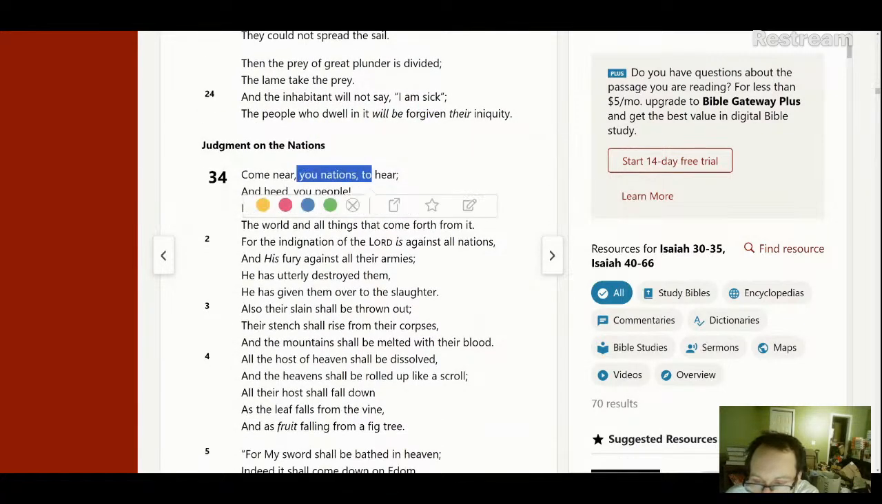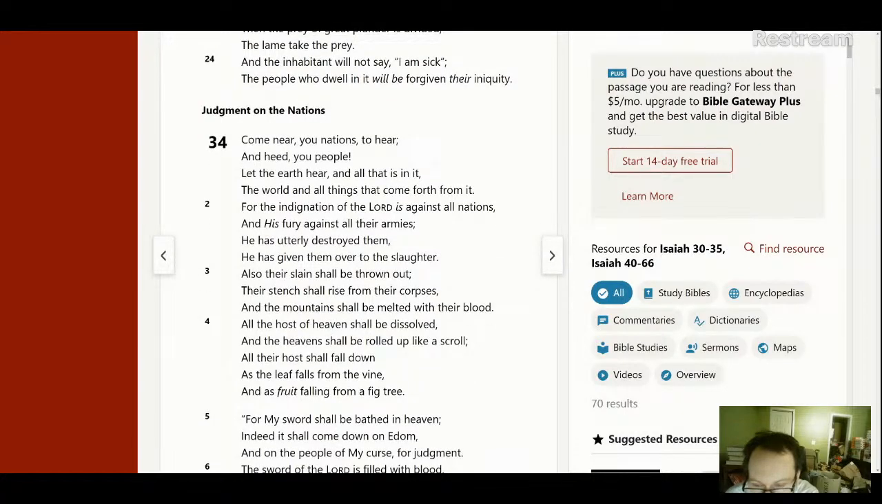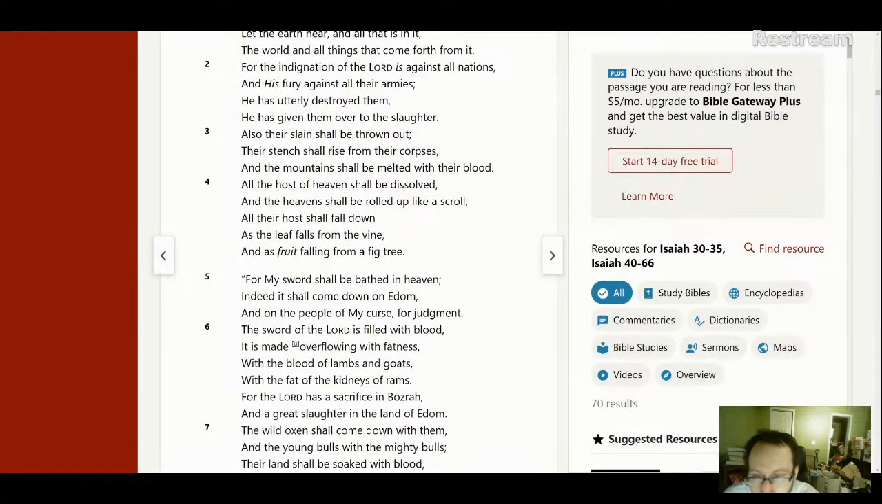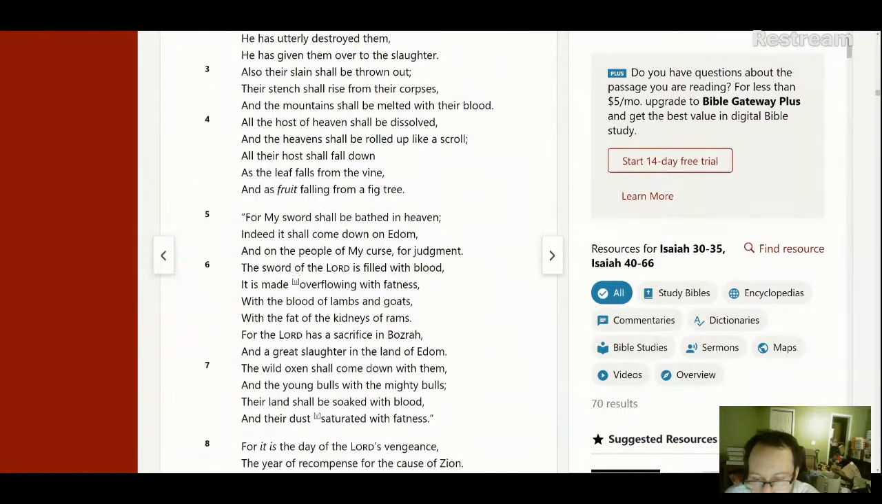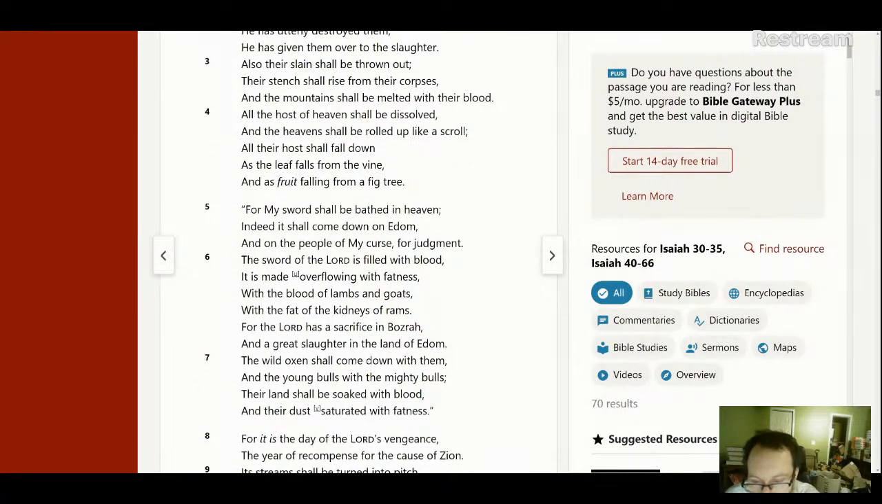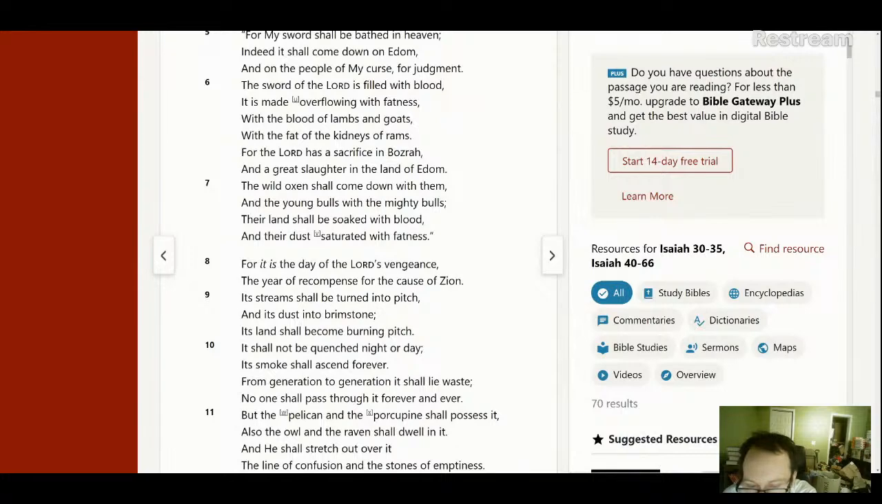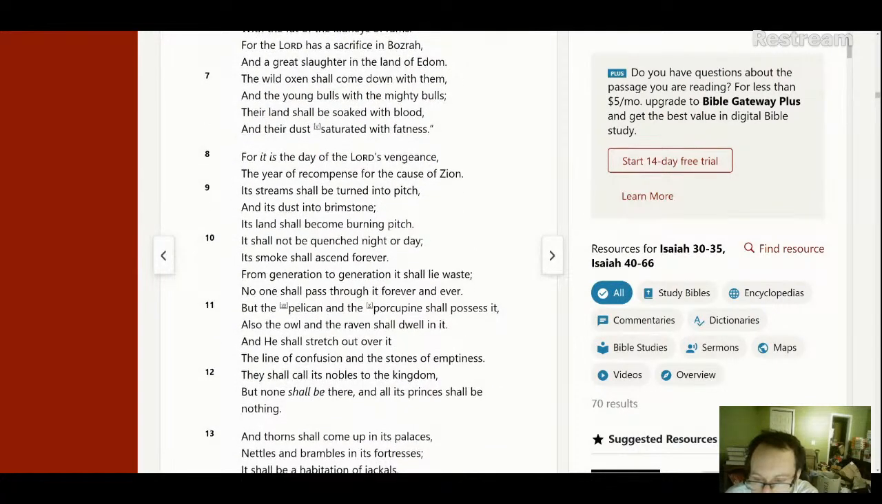Come near, you nations, to hear, and heed, you people. The indignation of the Lord is against all nations, fury against all their armies. He has utterly destroyed them, and he has given them over to the slaughter. Also, their slain shall be thrown out. So it's talking about war right here. My sword shall be bathed in heaven. Indeed, it shall come down on Edom and on the people of my curse for judgment. The sword of the Lord is filled with blood. It is the day of the Lord's recompense, the year of recompense for the cause of Zion.